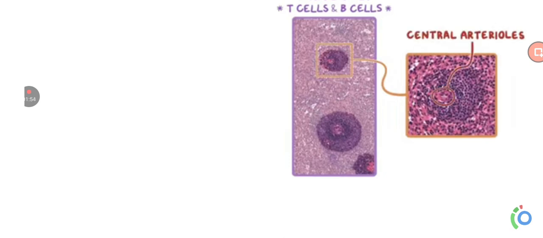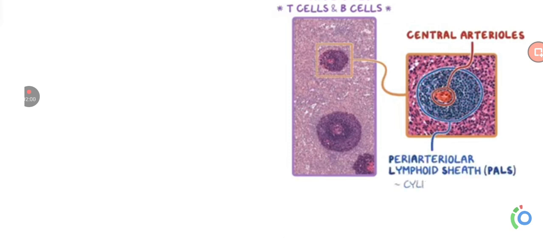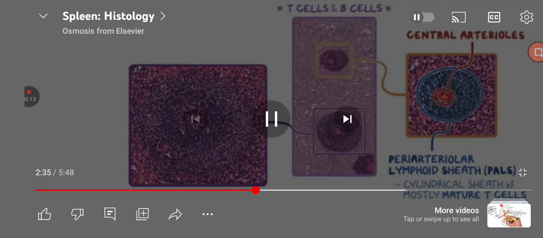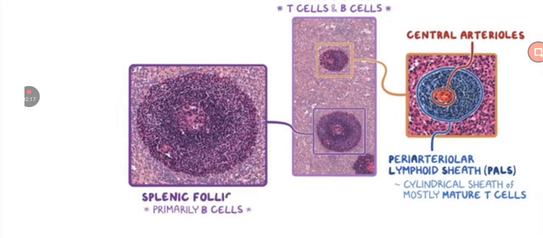Each central arteriole is surrounded by a periarteriolar lymphoid sheath, or PALS for short, which is a cylindrical mass or sheath of mostly mature T cells that surrounds the central arteriole. At certain points along the central arteriole, the PALS have localized expansion of tissue that form lymphatic nodules of primarily B cells called splenic follicles.